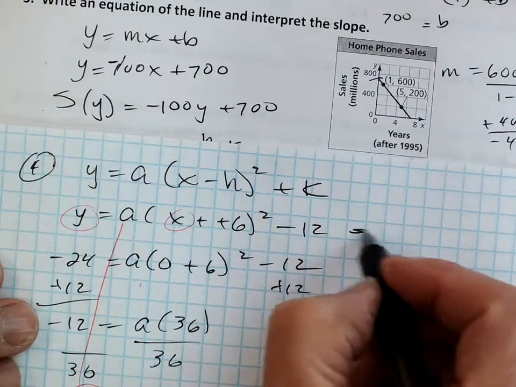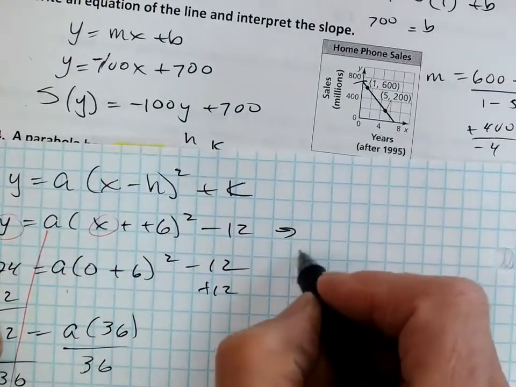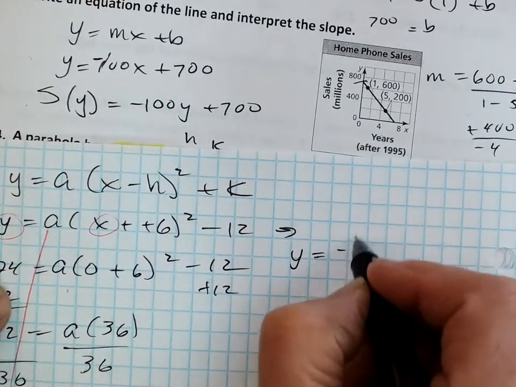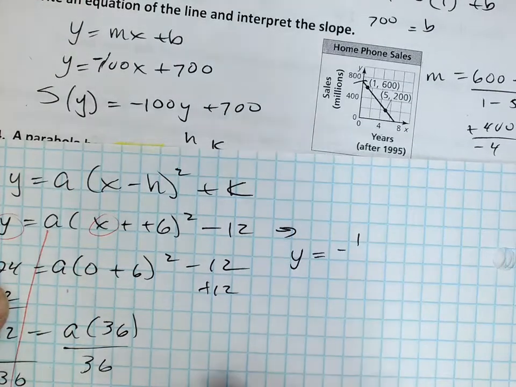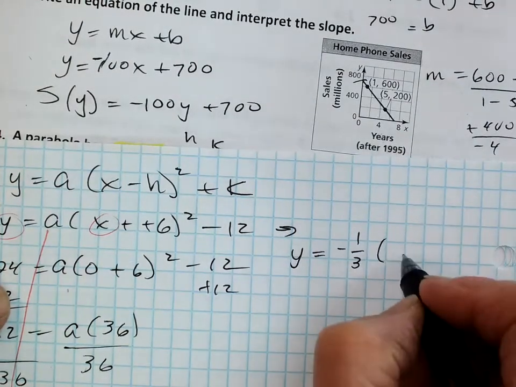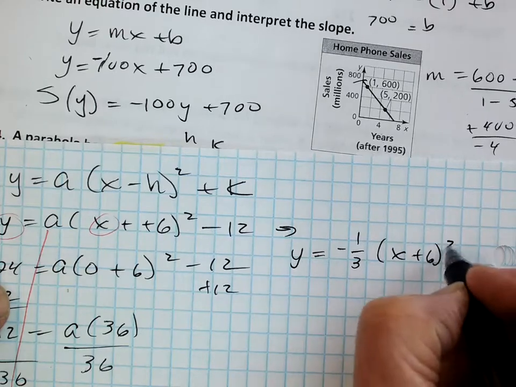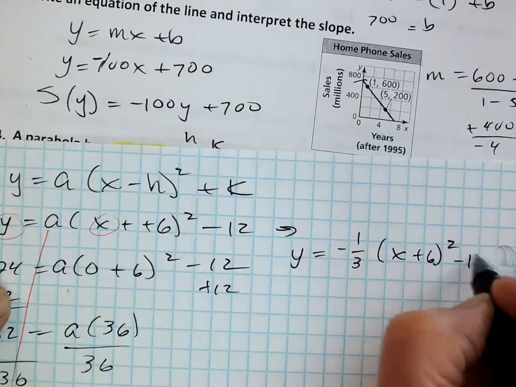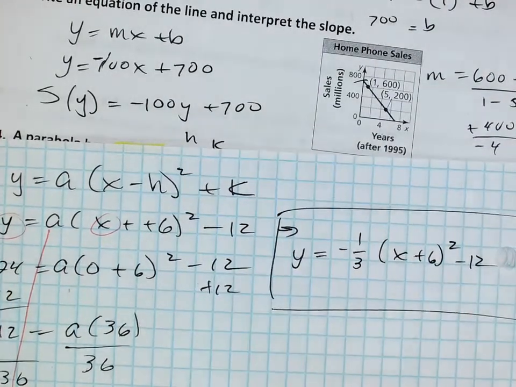Okay, my answer is going to be y equals negative 1/3 times (x plus 6) squared minus 12. Okay? Hopefully you can do that on the test.